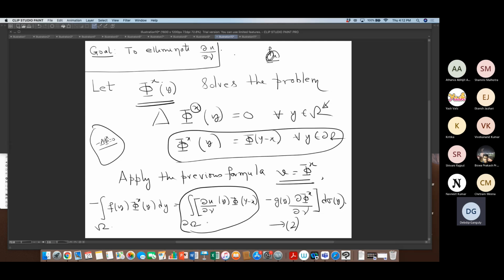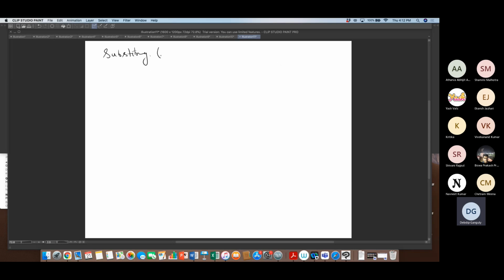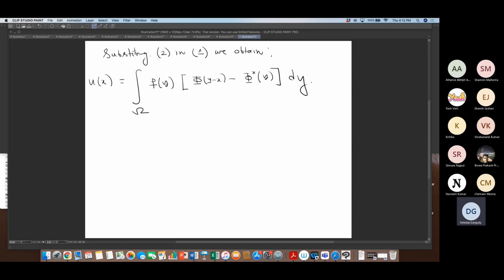I can write the integral over omega of del u by del nu times phi of y minus x is nothing but minus f(y) phi(x) plus the integral over del omega of g(y) phi(x). Okay. Now substituting 2 in 1, we obtain something like that: u(x) is nothing but the integral over omega of f(y) phi of y minus x minus phi superscript x at y, dy, minus the boundary integral of g(y) del by del nu of phi of y minus x minus phi superscript x at y.